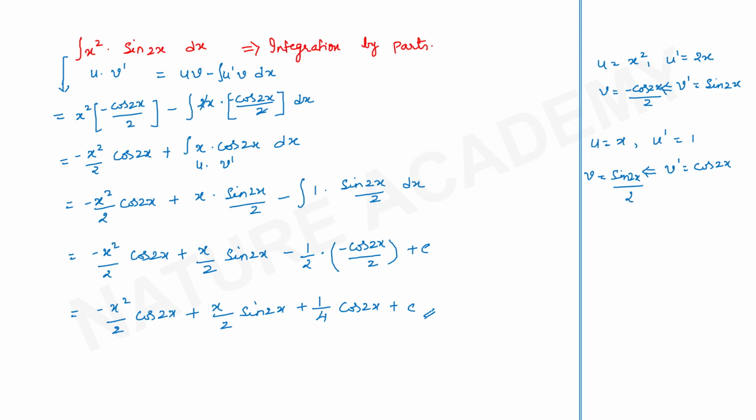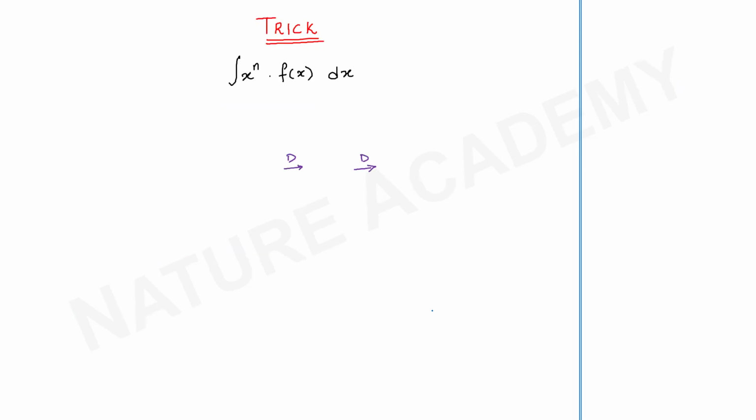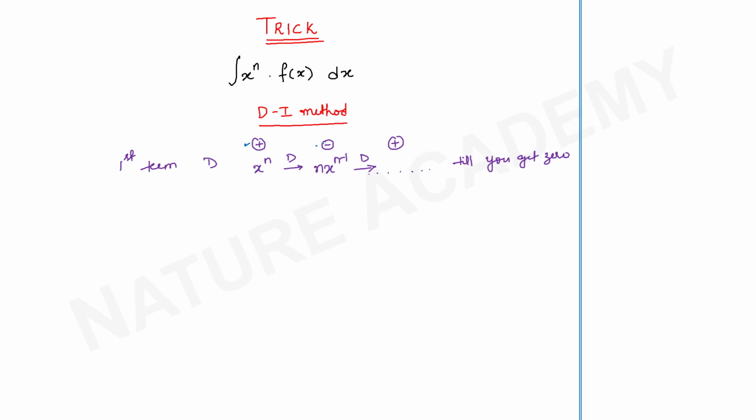So this was a bit complicated, lengthy and time consuming, isn't it? That's why to solve this type of integral sum, we have this trick called the differentiation integration method. What we are going to do in this is, the first term, that is x raised to n, I will write the differentiation consecutively, and I will write plus minus here like this, till I get 0. I am just going to continuously differentiate this term.